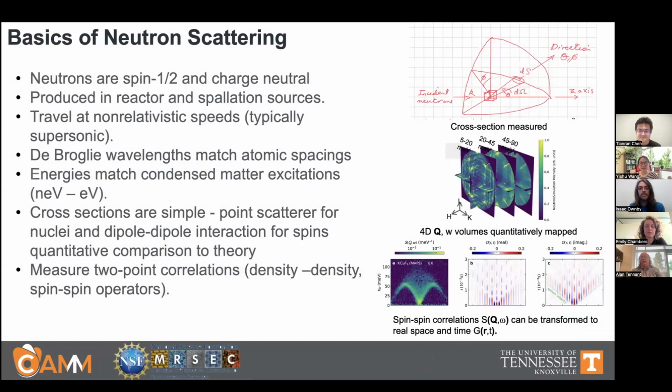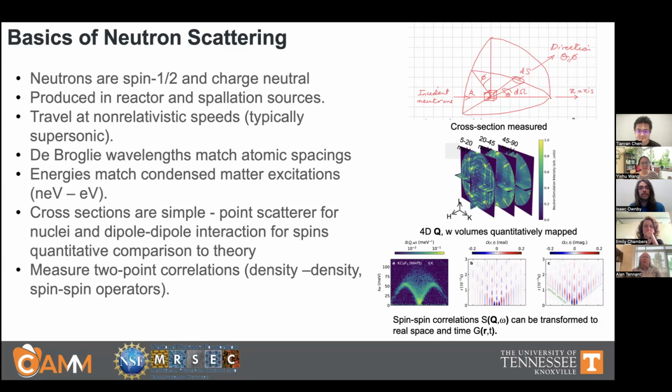Okay, so I'm going to start off with the basics of neutron scattering. Neutrons are a unique particle. They're spin 1/2, and they're charge neutral. They're produced in reactors and spallation sources, and actually, the ones that we use for scattering travel at non-relativistic speeds, typically around about supersonic. They have de Broglie wavelengths, so it's a quantum particle, and the wavelengths of the neutrons match atomic spacings. Their energies match the condensed matter excitations as well, and can sample the excitations of materials from nanoelectron volts out to electron volt energy scales.